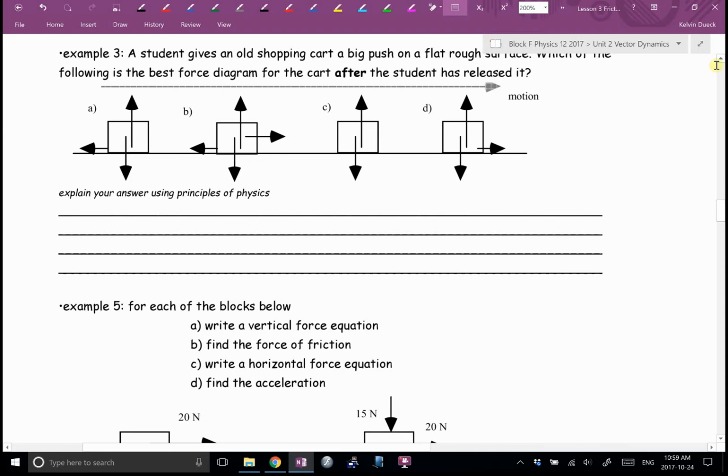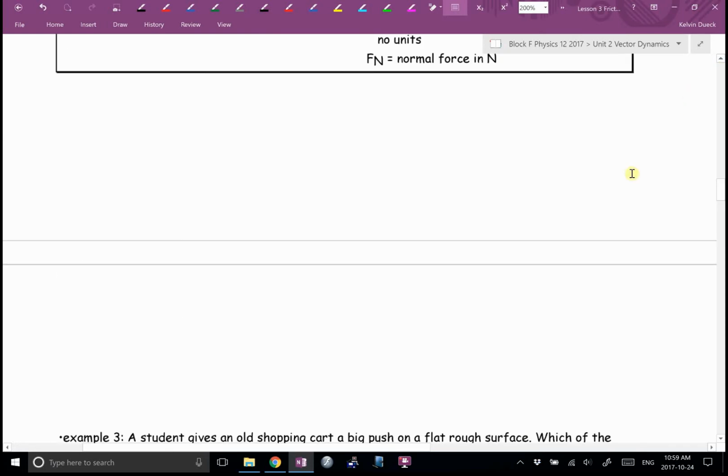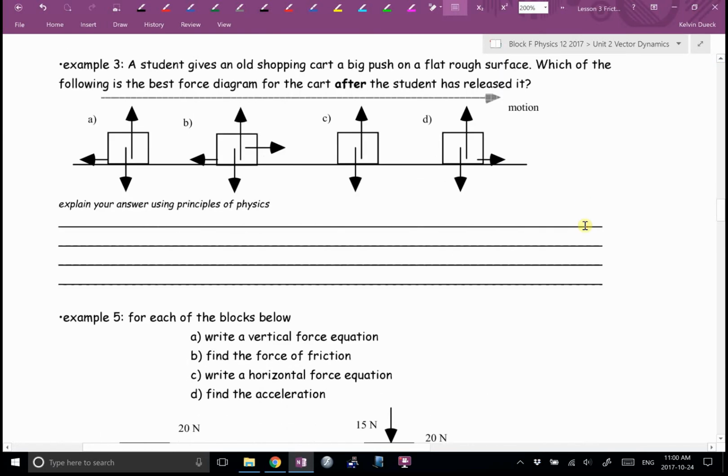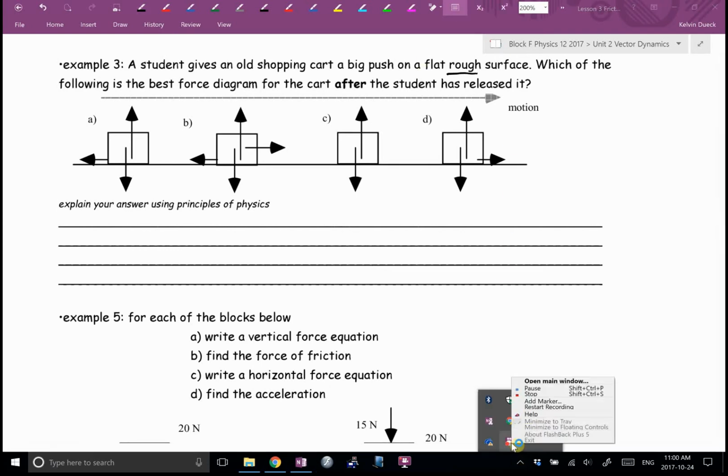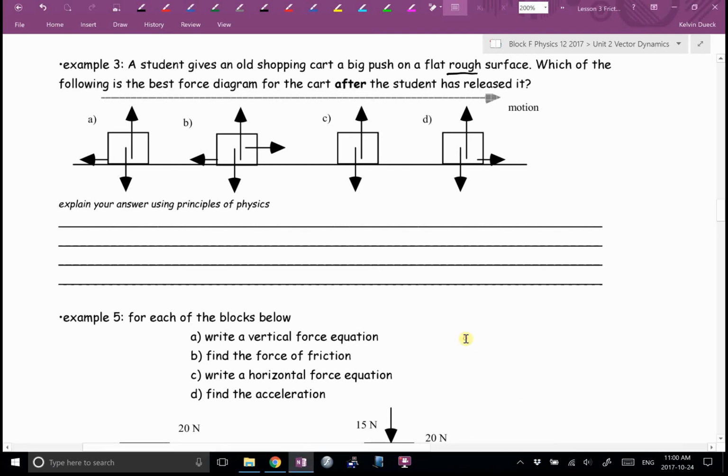Here's our next little thought experiment. It says this. A student gives an old shopping cart a big push on a flat, rough surface. When I say rough, we really can mean to ourselves friction. Which of the following is the best force diagram for the cart after the student has released it? Let me pause the video for 1 second. We got 4 choices. We get to vote.